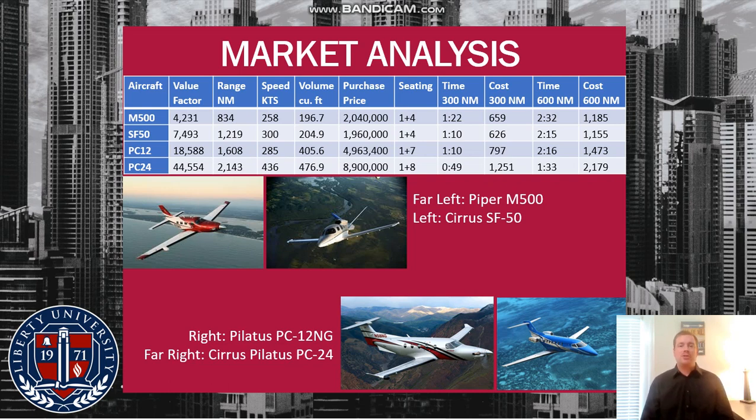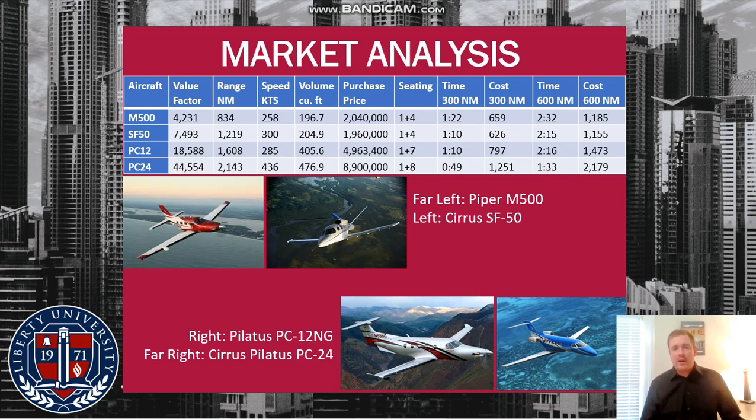So we can see on these charts that a value factor of 44,000 for the PC-24 with that purchase price of nearly 9 million. However, you double your seating capacity if that's what's important to you, or you reduce your time by roughly 30 minutes for a 300-mile trip, or your cost is nearly double for that same trip, but again, that 30 minutes each way, it just depends on how much time you're needing to save and so forth. So we'll get into a little bit of that in a later slide.